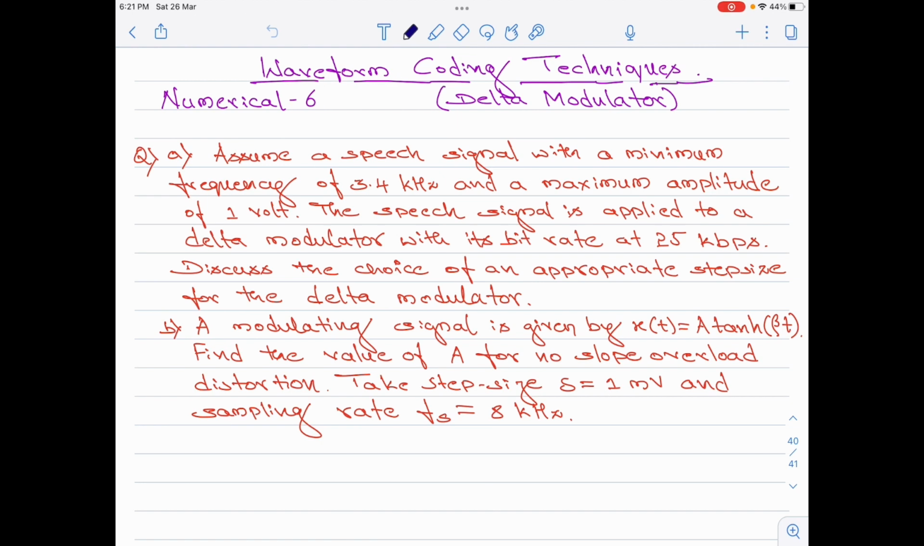Part B of the question says, a modulating signal is given by x of t equals A into tanh of beta t. Find the value of A for no slope overload distortion. Take step size delta equal to 1 millivolt and sampling rate Fs equal to 8 kilohertz.